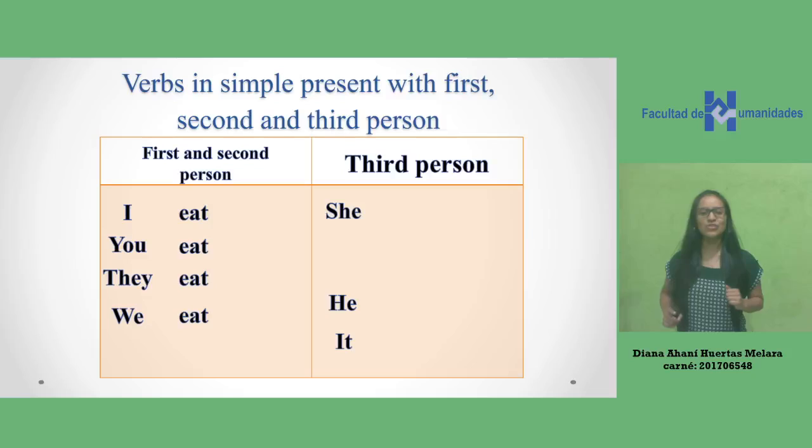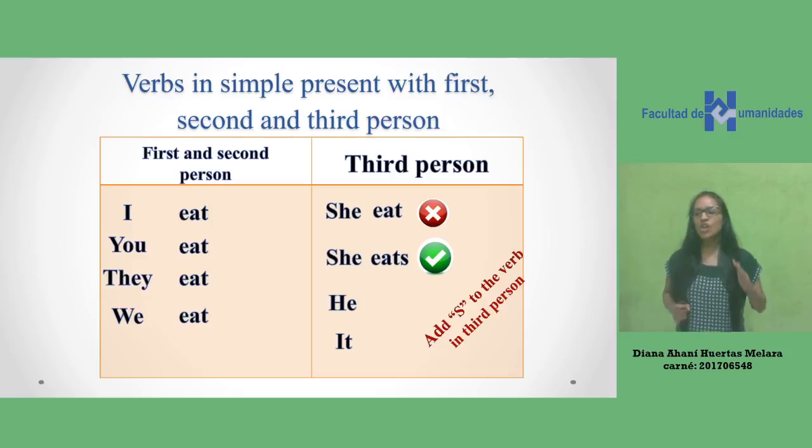Now, in third person, listen and pay attention to this one because this is so important. If you say she eat, this one is wrong. Why? Because you have to say she eats. This one is correct because there is a grammar rule that you have to add s to the verb in simple present for the third person. So, the rest should be he eats and it eats. This is the correct form of the verb in simple present, right?